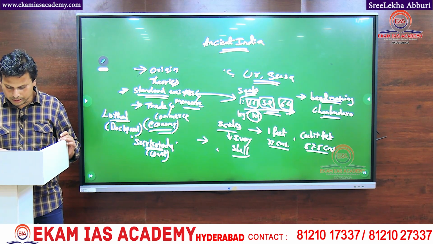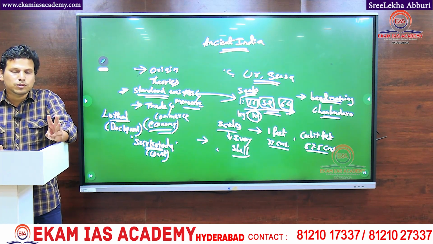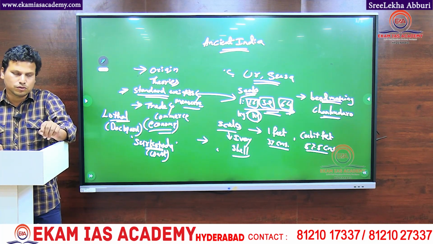And then another important thing is that there were three transit points between Mesopotamia and Indus Valley civilization over the land. Note down the three names.